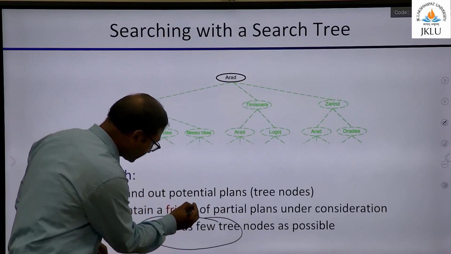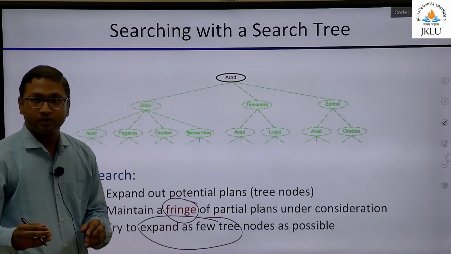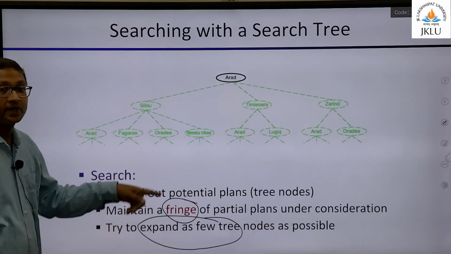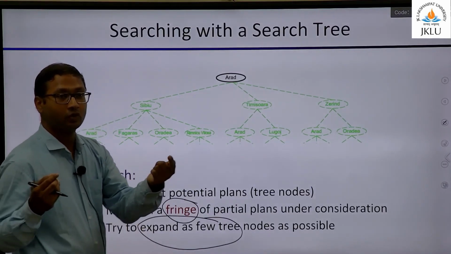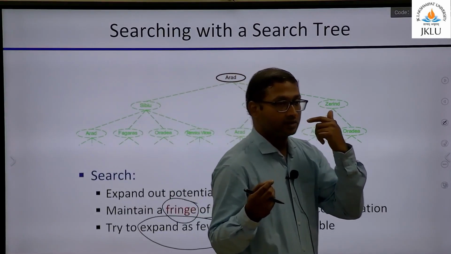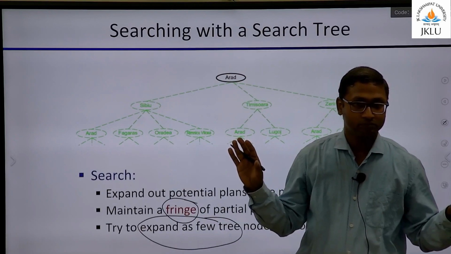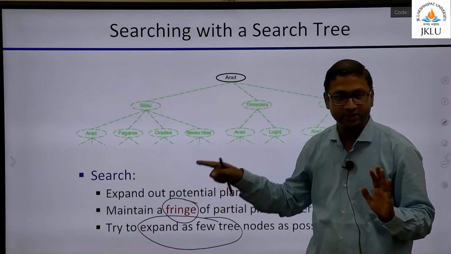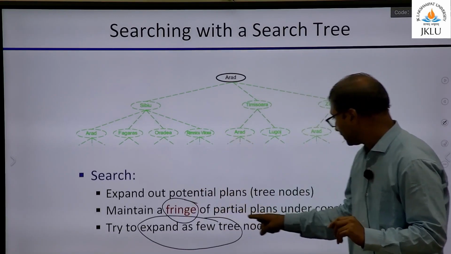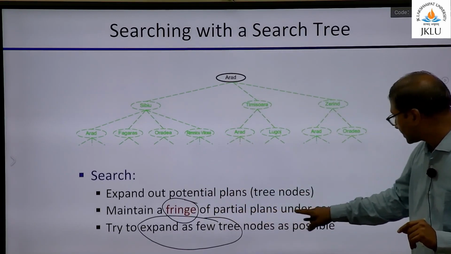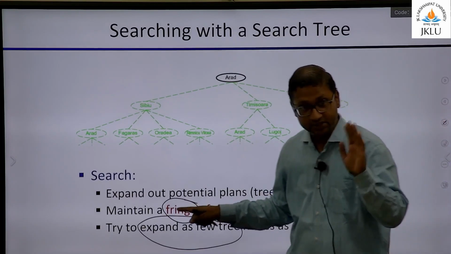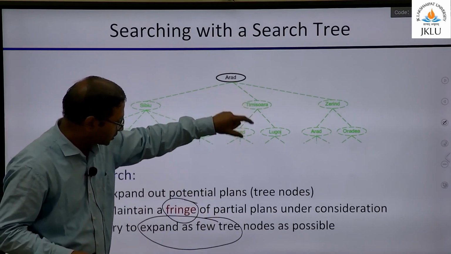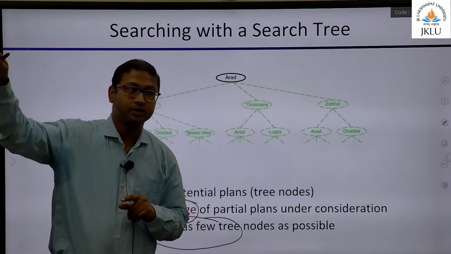Now this is the data structure that takes a lot of time for us to understand. But it is simply a queue, a stack or a priority queue. So simple data structure, we'll talk about it. They have named it the fringe. Fringe is basically maintaining a fringe of partial plans under consideration. Write this down again. Fringe is holding all those nodes that I still have to expand.